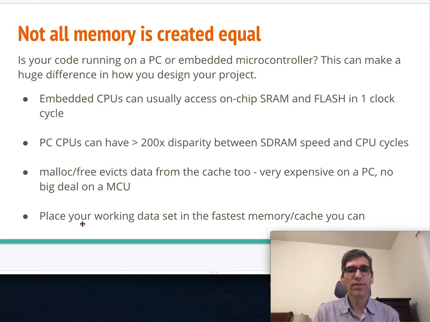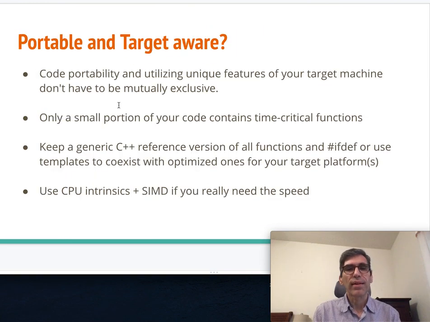So you always want to place your working data set in the fastest memory or fit it in the cache if you possibly can. So this brings us to, is it really possible to write C++ code that's knowledgeable about its target platform and yet still portable? And I say that it is, because you can still make use of this knowledge in how you sparingly use memory and treat things as if memory is slow. That kind of operation won't hurt you on any system.